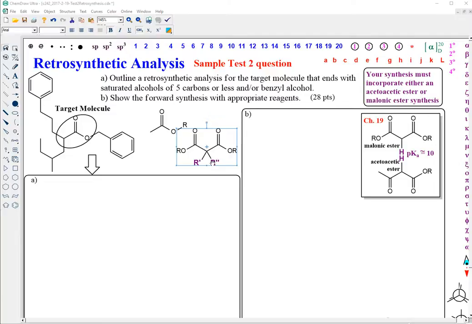As illustrated here, and then after saponification, acidification, and decarboxylation, you will be left with this, and then you can form the correct ester at the end. So let's get started.